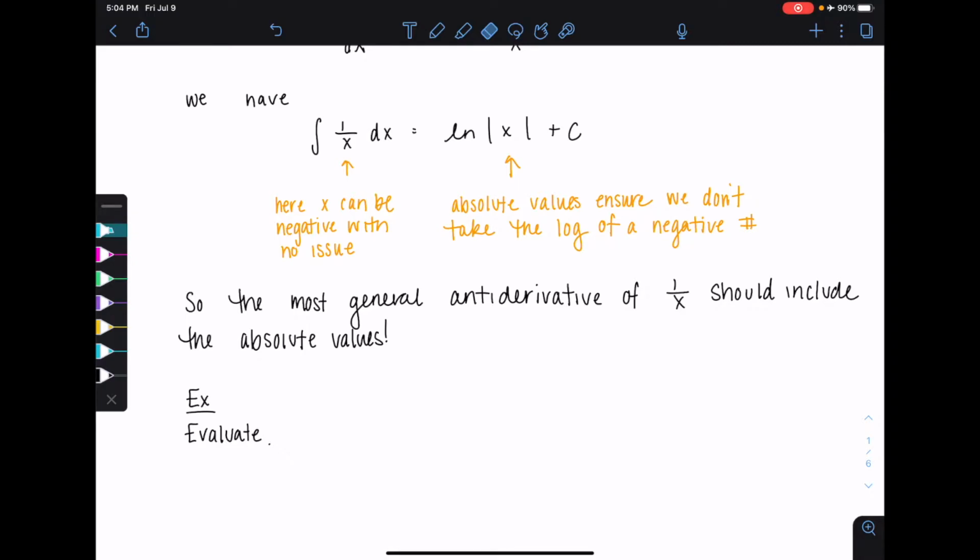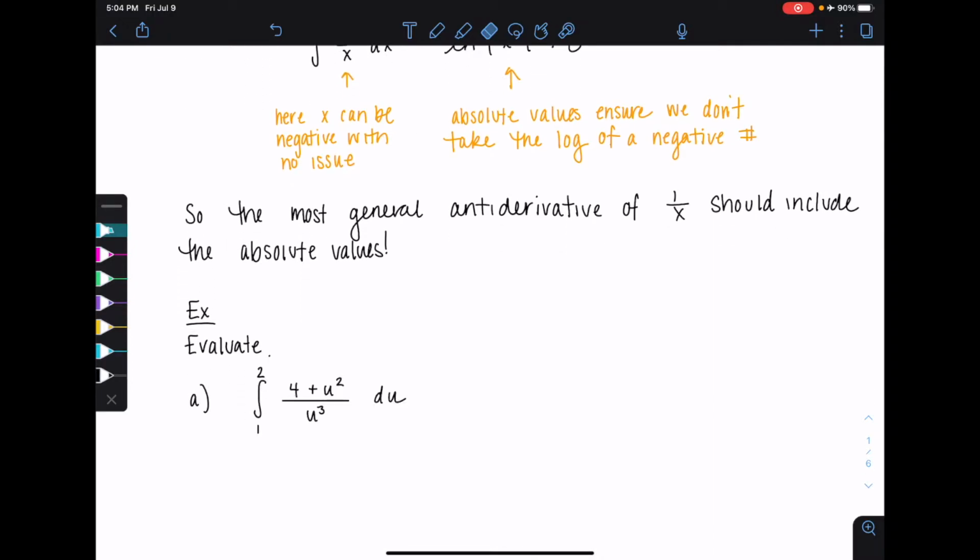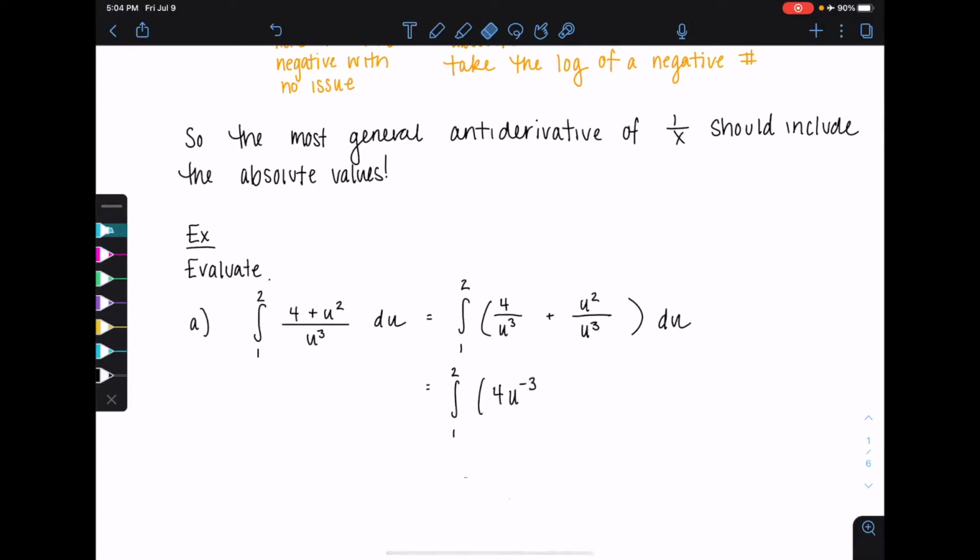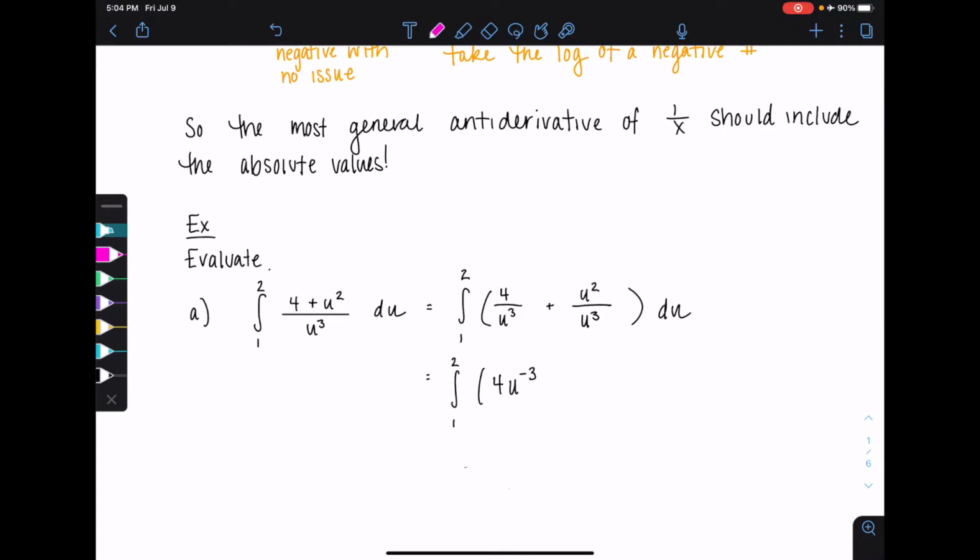So let's get some examples, just practicing going through now that we've got this other antiderivative tool in our kit. Let's start by evaluating the integral from 1 to 2 of 4 plus u squared divided by u cubed du. So we can go ahead and break this up. We can take 4 divided by u cubed, and u squared divided by u cubed. If you go ahead and rewrite this, that's 4u to the -3. If we go through and cancel these out, all of the u squareds disappear. We're left with 1 in the bottom, so that leaves us with 1 over u du.